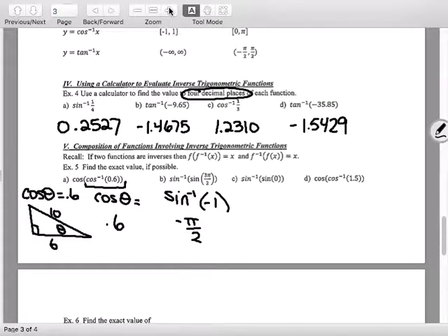So it's just a little bit dangerous to think you just cancel them because you've got to be careful with where the inverses are defined. Like what we mentioned yesterday, inverse sine, inverse tangent are defined -pi/2 to pi/2. Inverse cosine is 0 to pi, so just be careful.